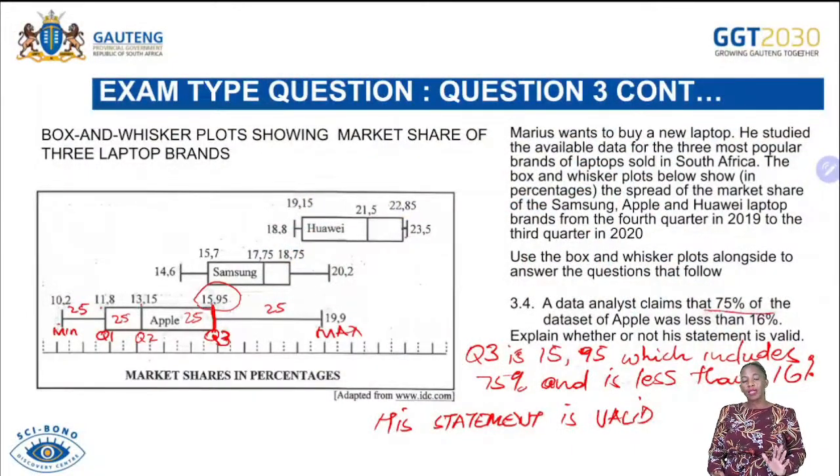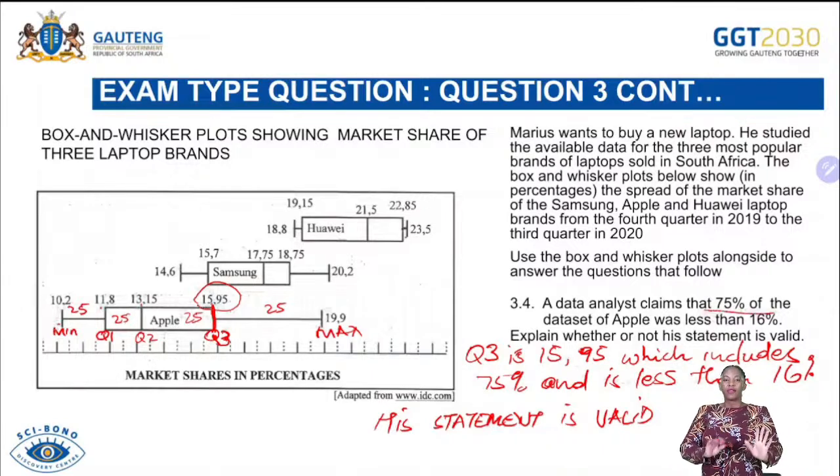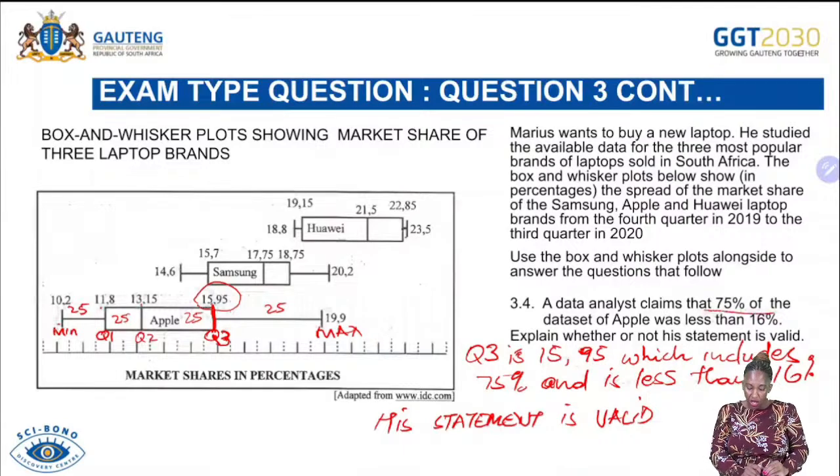If they give you a box and whisker, remember you don't have to redraw the box and whisker in the exam, you just have to interpret it. You know how to identify the Q1, the Q3, you know the median, that is the middle value, and then you also know that the minimum value and the maximum value are on the left and on the right of the box and whisker. So that is your 5-point summary. If they say calculate the range, you just use the minimum and the maximum values. If they say calculate the interquartile range, you use the Q3 and the Q1.